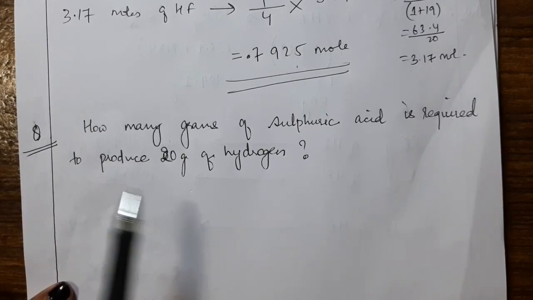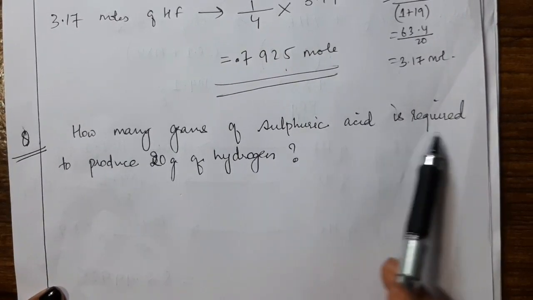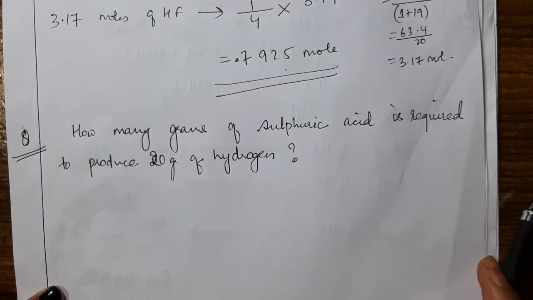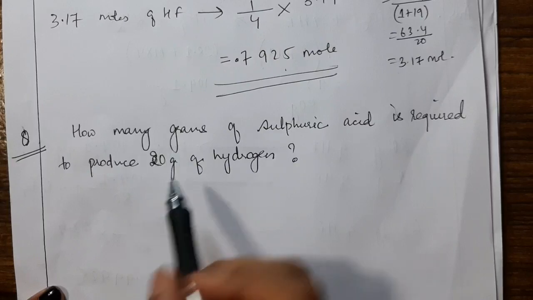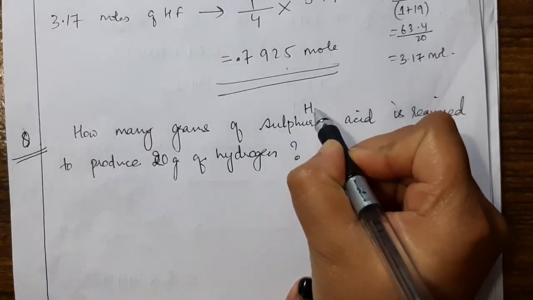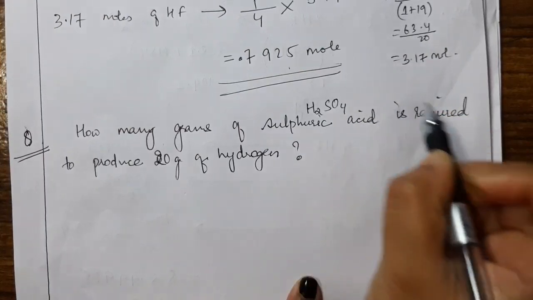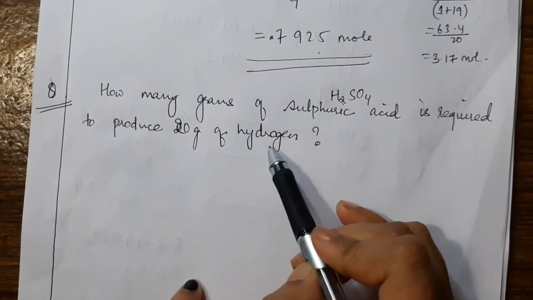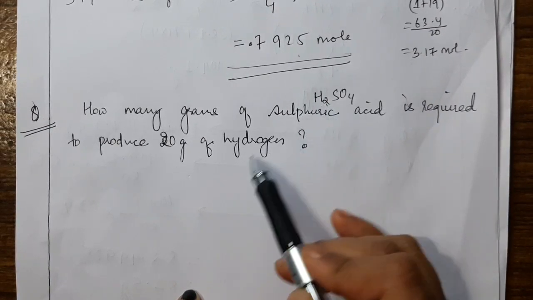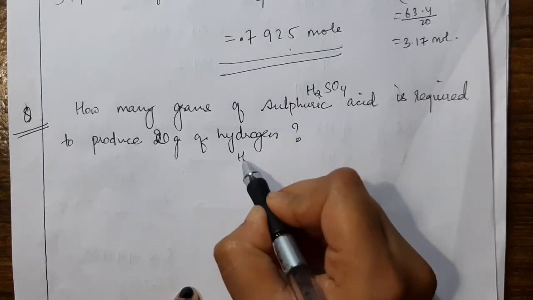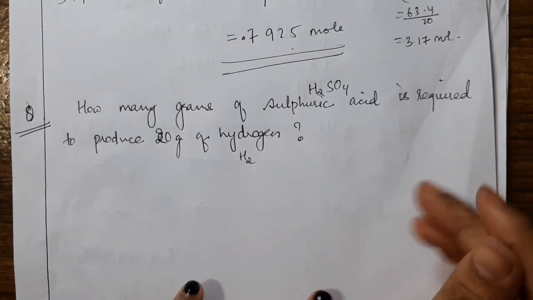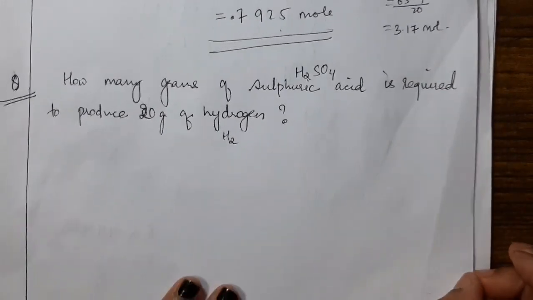Now the next question we have taken is, how many grams of sulfuric acid is required to produce 20 grams of hydrogen? So the question is, how many grams? Weight is asked. Grams means weight of sulfuric acid. Sulfuric acid, you know it, the formula is H2SO4. It is required to produce 20 grams of hydrogen. So we have to find out the weight of H2SO4 that produces 20 grams of hydrogen H2. We are not given the equation here, so we have to find out the equation by ourselves.